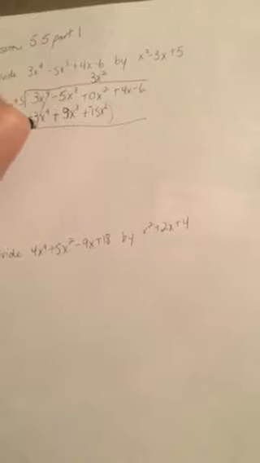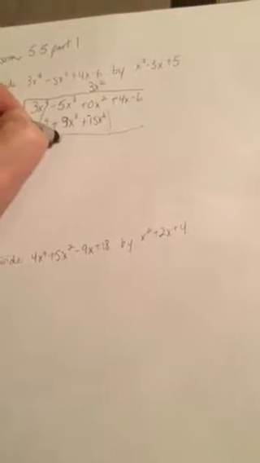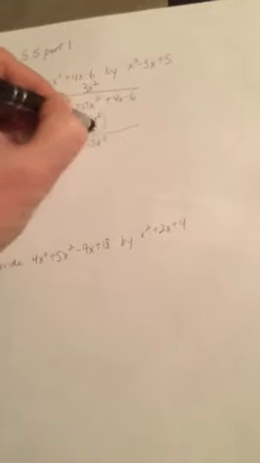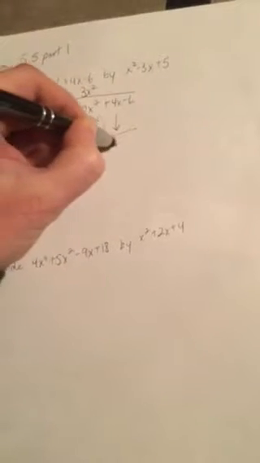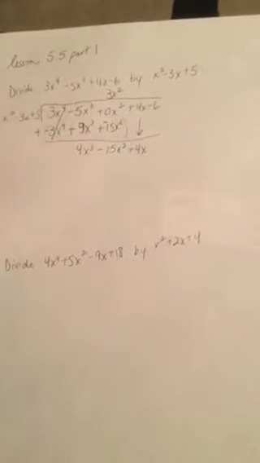So the x to the fourth cancel. Negative 5x cubed and 9x cubed gives me 4x cubed. 0x squared minus 15x squared is minus 15x squared. And we know with division you can bring one term down. Okay, so now x squared times what gives me 4x cubed.